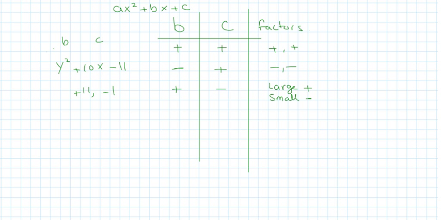And then if I had the other way around, where B is negative and C is negative, then your large factor is going to be negative and your small factor is going to be positive.